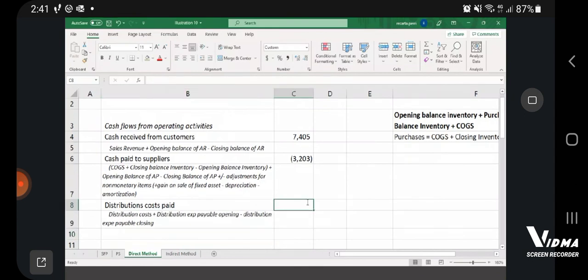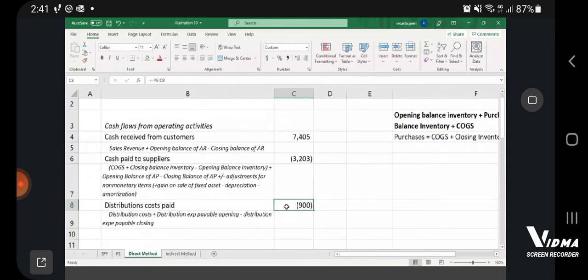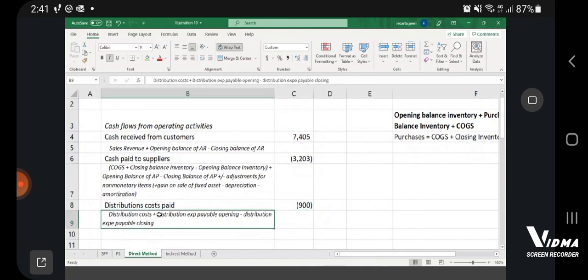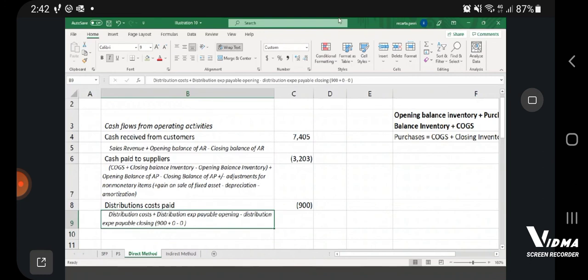So I say equal to minus, be careful to put the minus sign, minus 900, because this is a cash outflow. In other words, the distribution costs paid are equal to the distribution costs. Why is that? Because distribution costs payable at the opening and closing balances are 0, plus 0, plus 0. These are the balances that we may find in the statement of financial position.